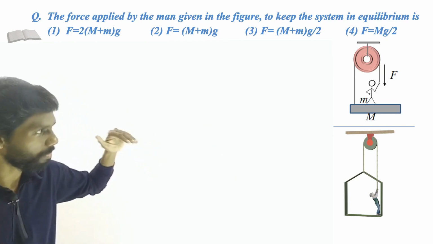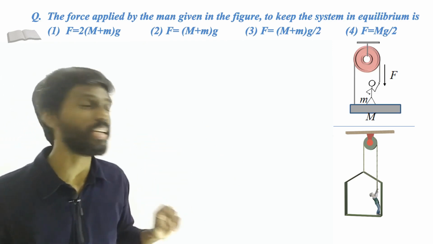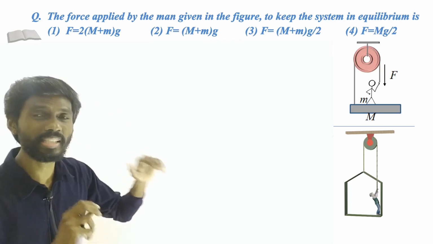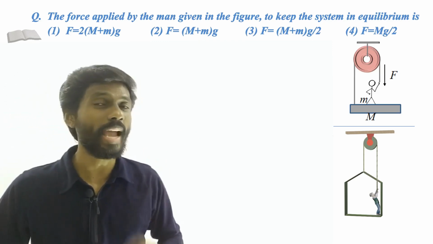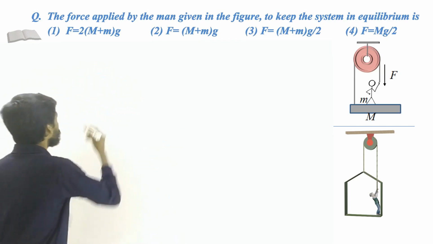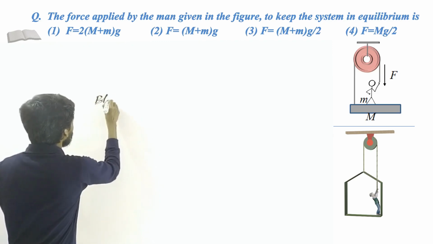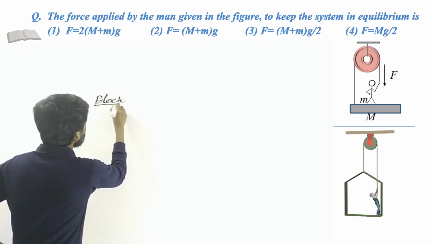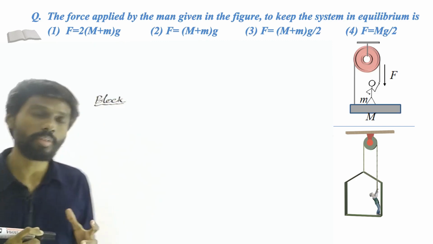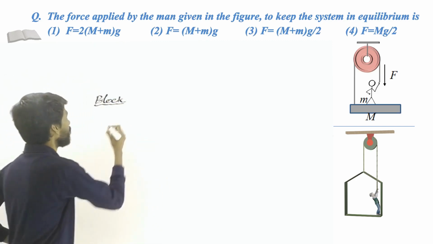Okay, yes, now this plank is there. Now the total force acting on this object is 0 because this is in equilibrium. What are the forces acting on this block? Yes, so this block or this plank, whatever, what are the forces acting on this block? Now the gravitational force is acting in the downward direction, so that is mg.